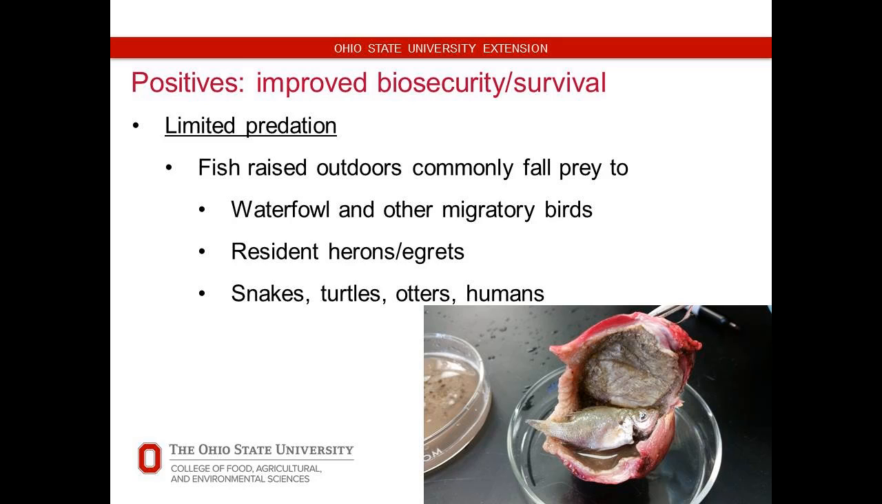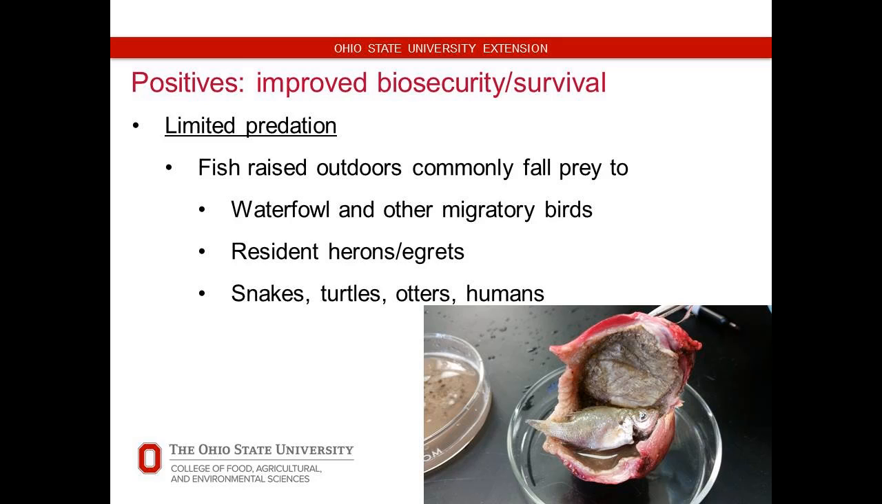Same stuff I just mentioned, because we hit on migratory stuff or predators earlier, but a lot of it is your residents or your migratory waterfowl and fish-eating birds. Those are a huge headache. And it can of course also be snakes, turtles, otters, humans, all those types of things.